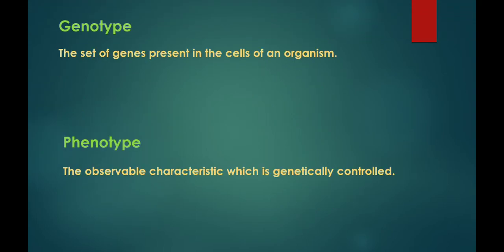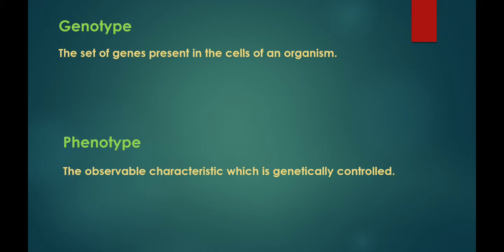Now, what is genotype? Genotype is the set of genes that is present in the cell of an organism. That means this genotype is not shown from the outside, whereas phenotype is the observable characteristic. That means this is the character which is shown from outside, and this characteristic is genetically controlled.